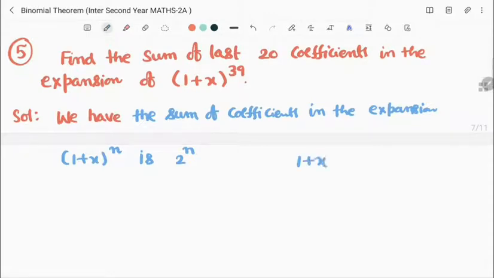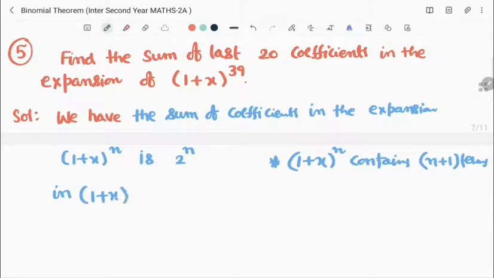You remember that (1 + x)^n contains n + 1 terms. So whenever the expansion contains n + 1 terms, the sum of coefficients in the expansion is 2^n. But in that, they are asking the sum of the last 20 out of 40 according to the question.